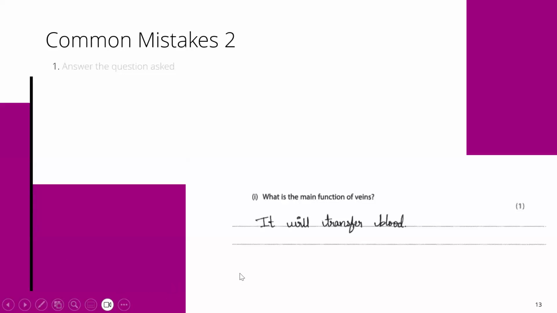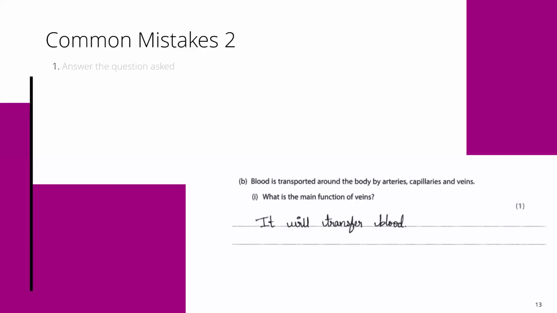This is a second example there. Another common mistake. The question this time is, what's the main function of veins? Different paper, but similar question. It will transfer blood. And again, you might say, well, that's okay. Surely that's worth 1 mark. But we look at the stem of the question.